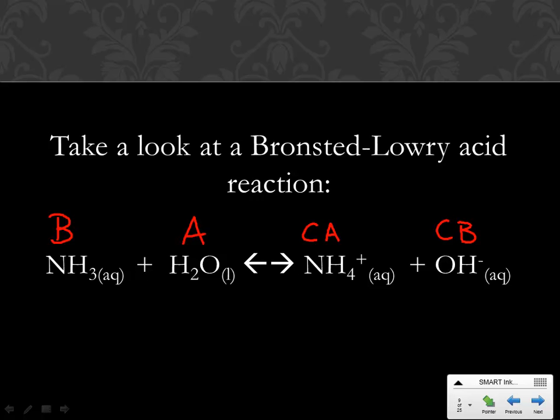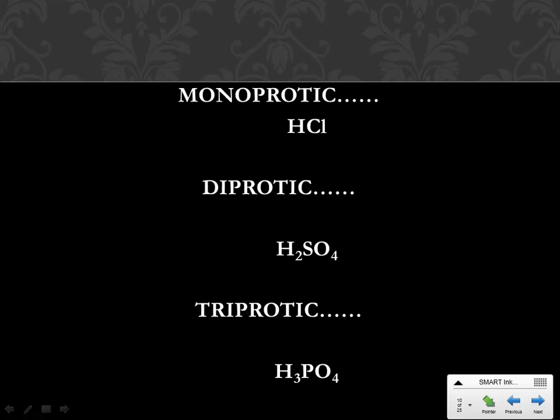This was our original introduction into equilibrium back in the fall. Don't forget also that acids can be categorized as monoprotic, diprotic, or triprotic, depending on how many protons are part of the acid. Also, some compounds are called amphiprotic or amphoteric, which means that they can behave as either an acid or a base.